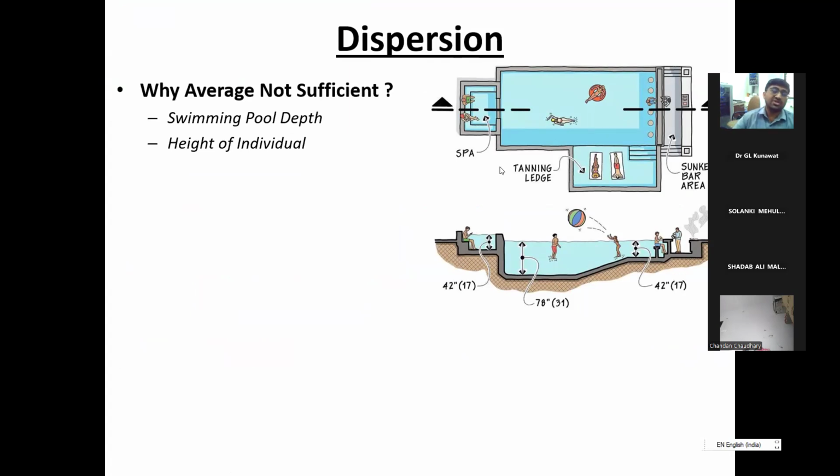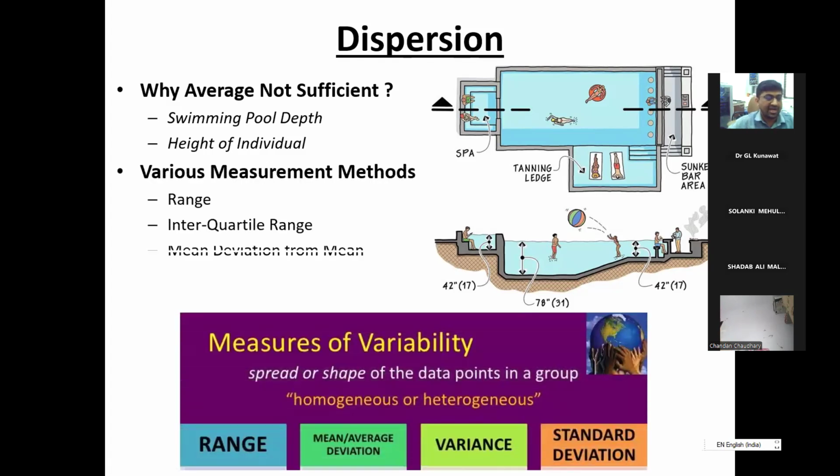You have to know the dispersion. Why? Because the minimum depth of the swimming pool may be 3 feet, but the maximum depth may be 9 or 10 feet, and if you go into the area where the depth is 10 feet, you will surely drown. That's why we have to know the spread or shape of the data within the group. That is the measure of dispersion, and it can be measured by range, interquartile range, mean deviation from the mean, variance or standard deviation.